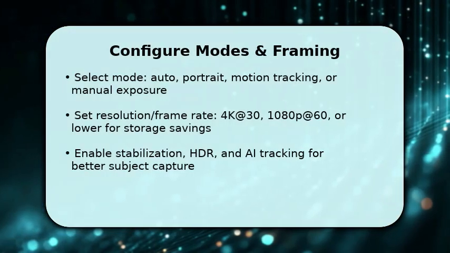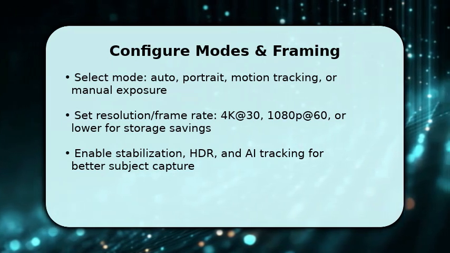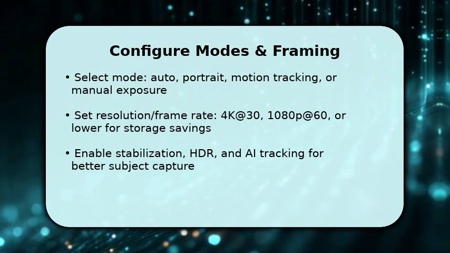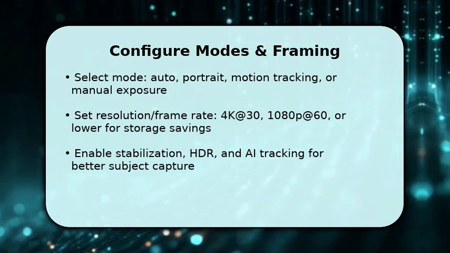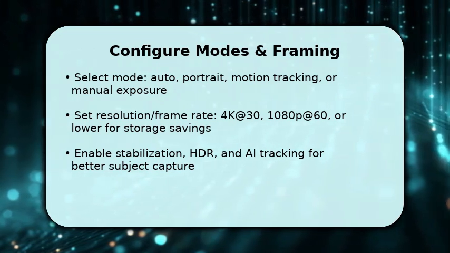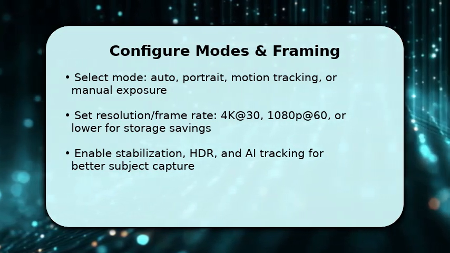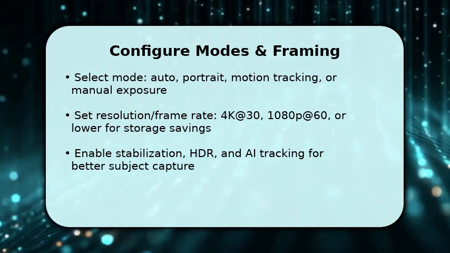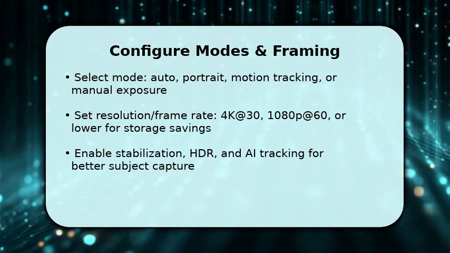Next, configure the camera's shooting modes and compose the shot. Choose auto for quick captures or manual to set ISO, shutter, and aperture. Pick motion tracking if subjects move. Make sure resolution and frame rate match your goal: 4K at 30 for detail, 1080p at 60 for smooth motion, and turn on stabilization and HDR when needed.